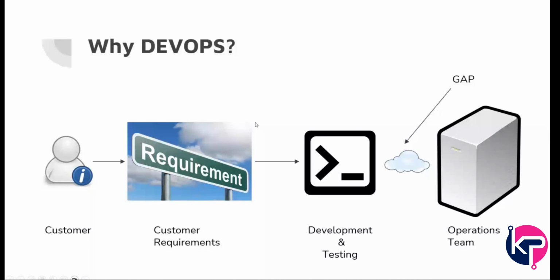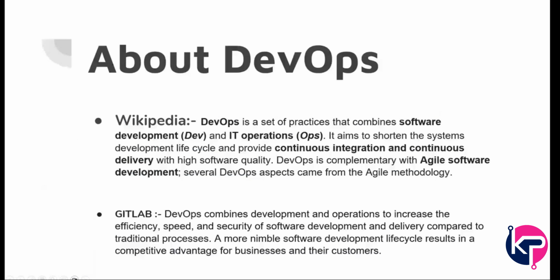Okay. So GitLab, as I mentioned, combines development and operation to increase the efficiency, speed, and security of software development and moves your traditional process into an automated way. For example, GitLab is a kind of open source platform. Git is nothing but a software that allows your development to gain speed and efficiency in your software development process.